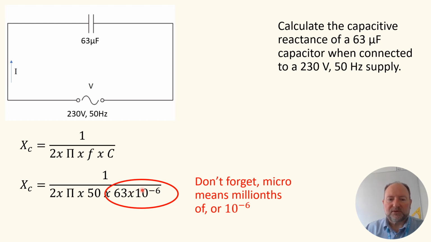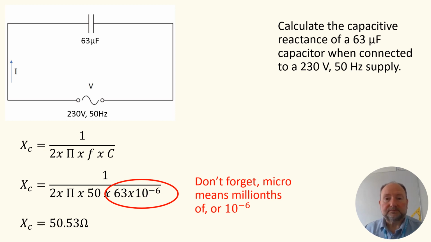So you have to express that as 63 times 10 to the minus 6 and put it in your calculator accordingly. When you put that into your calculator, you'll find that it comes out as 50.53 ohms. As quick and as simple as that. The pinch points are: remember the formula, and remember that if you've got microfarads, it means times 10 to the minus 6.